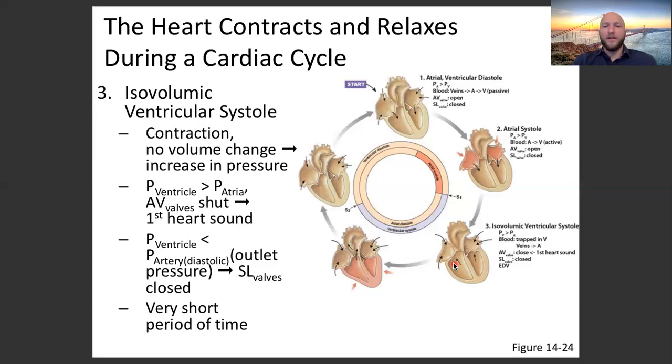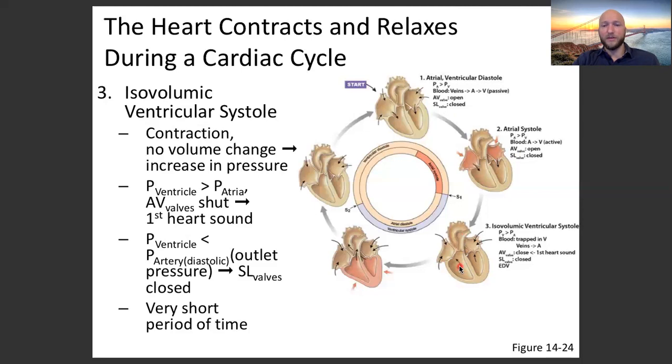Now, it's going to take some time to go from basically 0 pressure up to 80 pressure, or a high pressure, in order to get the blood into the artery. There's a period of time when the pressure in the ventricle is higher than the pressure in the atria, so the AV valve is closed, and the pressure in the corresponding artery is higher than the pressure in the ventricle. Remember, things flow from high pressure to low pressure. The pressure is higher in the artery than it is in the ventricle, so blood wants to flow back into the ventricle. We don't want that. Semilunar valve remains closed. Remember, semilunar valve was closed in ventricular diastole. Now here in isovolumetric systole, semilunar valve is closed.